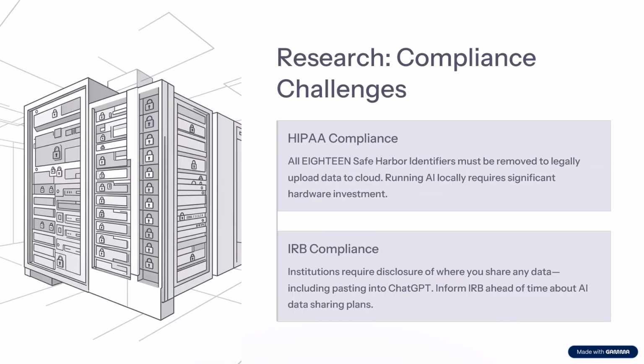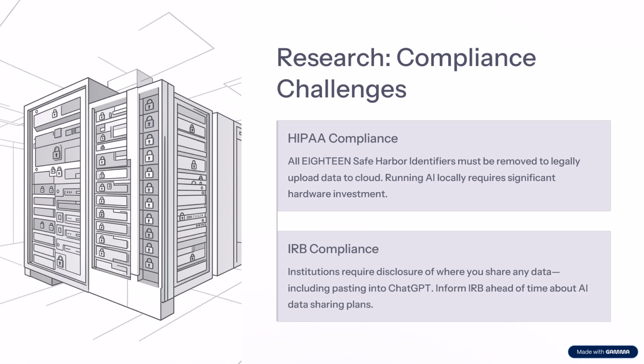Now, let's talk about research data. You cannot simply upload your data set to ChatGPT and ask it to run statistics. First, if your data set contains any of the 18 safe harbor identifiers, uploading it is a HIPAA violation. Most people don't realize how many identifiers there are. Second, our IRB requires you to disclose where you will share your data. If you plan to run de-identified data through a cloud-based AI tool, you must inform the IRB ahead of time. This is the safest and most compliant approach.